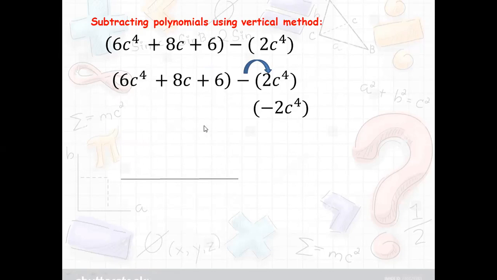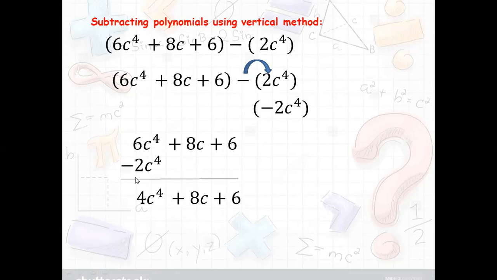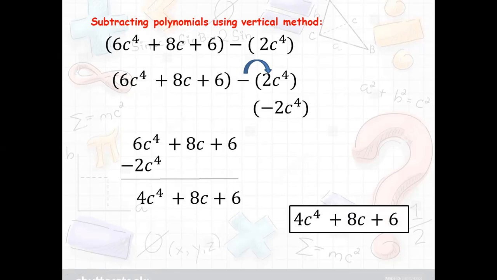So let's write them in vertical way. Always start with the longer polynomial first and then arrange the other one according to the polynomials under each other. So here there is nothing except negative 2c to the power of 4. So 6 minus 2 will give you a 4c to the power of 4 plus 8c plus 6. So this is your answer, 4c to the power of 4 plus 8c plus 6. It was easy, isn't it? If you know the rules of how to subtract and how to add and how to multiply, this is just like eating a piece of cake.